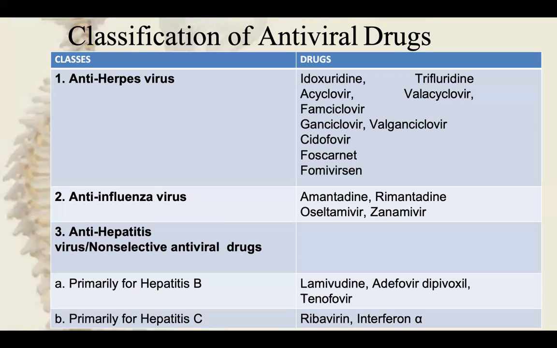Then anti-hepatitis virus drugs. It is a non-selective antiviral group. For hepatitis B, there are lamivudine, adefovir dipivoxil, and tenofovir. Mostly in this category, lamivudine is used. Primarily for hepatitis C, there are ribavirin and interferon alpha.